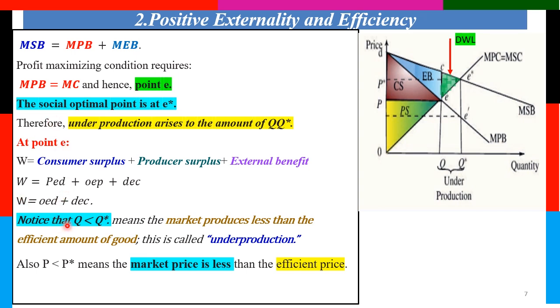Again, you should know this. The market equilibrium quantity is less than that at the optimal point, the efficiency point, which means the market produces less than the efficient amount of the good. This is called underproduction. The situation when the market quantity produced is less than the efficient amount of the good causes underproduction. Similarly, the price at the market equilibrium is less than at the efficient point, which means the market price is less than the efficient price, during the positive externality, similar to that of negative externality. The difference is only in the quantity.